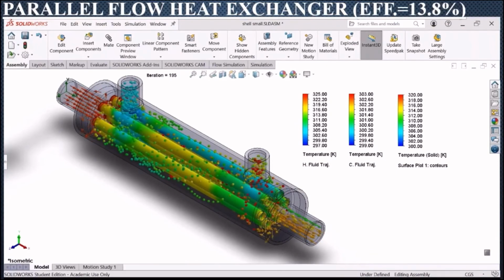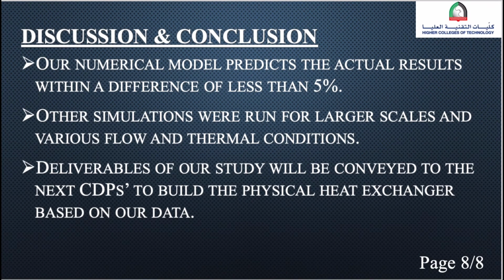Other simulations were carried out using different flow and thermal parameters that are not shown here due to time restrictions. Our numerical model predicts the actual result within a difference of less than 5%. Other simulations were run for a larger scale and various flow and thermal conditions. Deliverables of our study will be conveyed to the next capstone design project to build the physical heat exchangers based on our data.